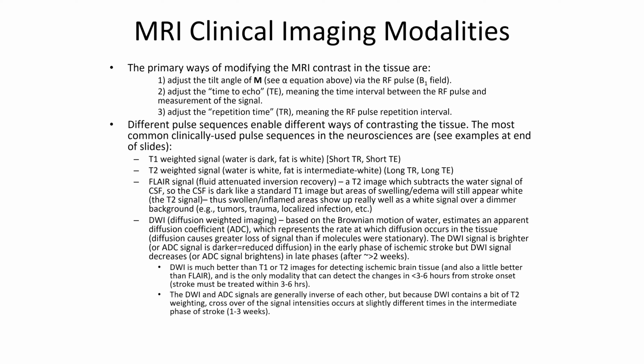And then the last that we talked about was diffusion-weighted imaging, which is based on the random motion of water molecules, and it estimates this apparent diffusion coefficient. And remember, historically, interestingly, Einstein estimated the size of an atom by estimating the diffusion coefficient of water. But here we're using that signal, the motion of water between measurements, to essentially show us how fast it's diffusing, and that can give us an idea of whether the tissue is infarcted or not. So a DWI is much better than T1 or T2 images for detecting ischemic brain tissue.